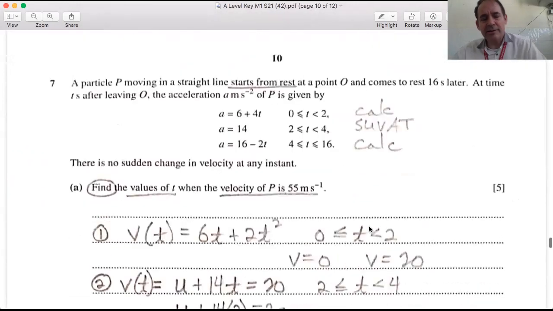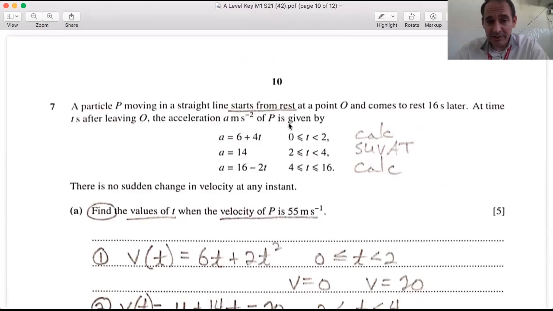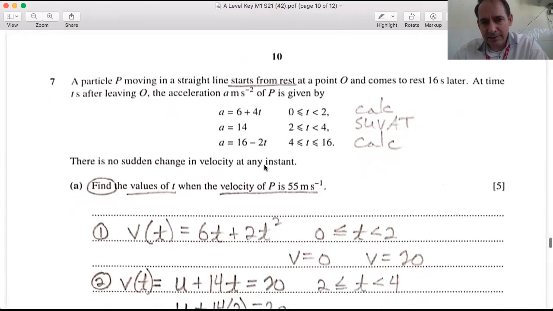Now let's go down to our last question here, number 7. Particle P moving in a straight line starts from rest. There's the 0 at point O, comes to rest again 16 seconds later. So, sorry, this 0 is time 0, but so velocity is 0 at 0 seconds and velocity is also 0 at 16 seconds. At time t seconds, the acceleration is given by these 3 equations.